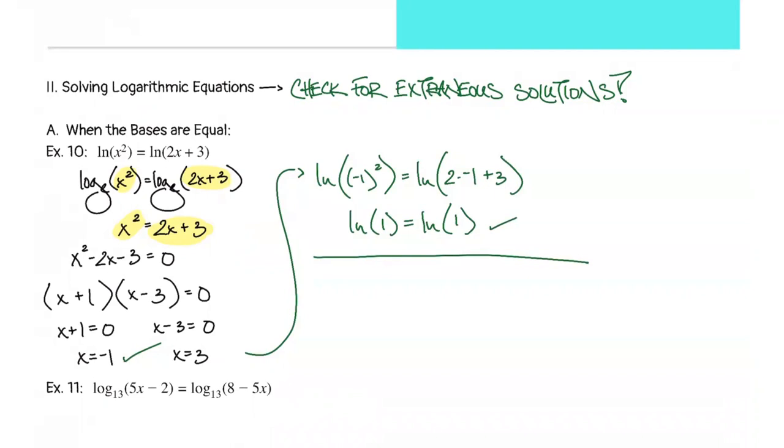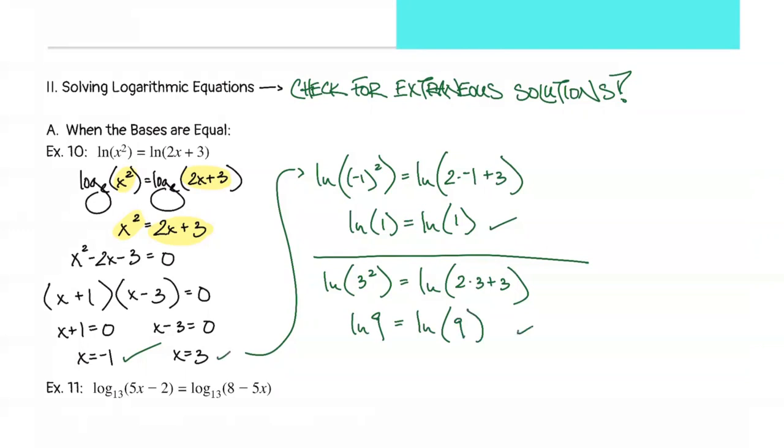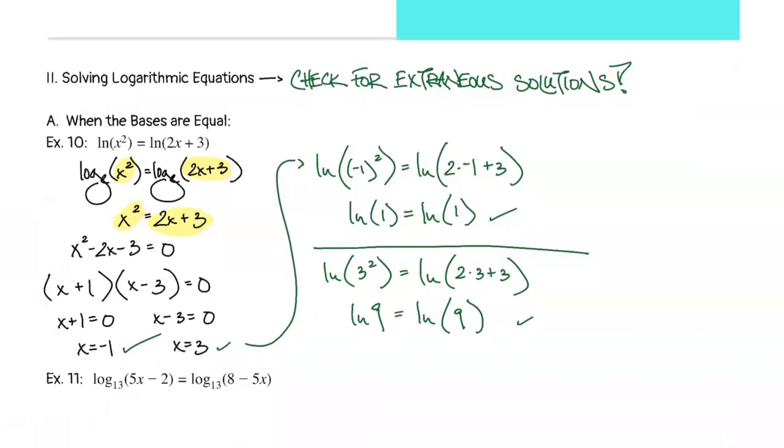All right, let's try plugging in 3 now. Natural log of 3 squared equals natural log of 2 times 3 plus 3. Let's see, 3 squared is 9, so I get natural log of 9 equals natural log of 2 times 3 is 6, 6 plus 3 is 9. That one looks like it works out as well. So in this case, both of my answers work, so I do not have any extraneous solutions.